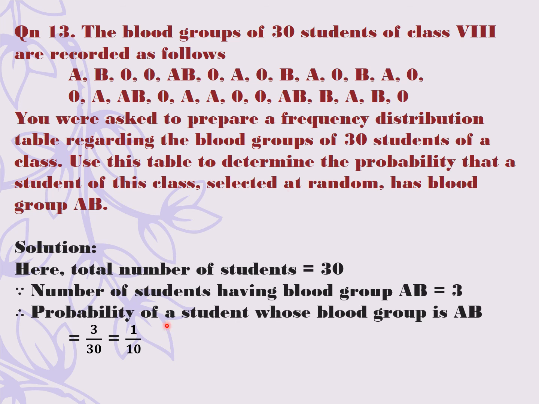So let us write down. The total number of students is 30, obviously it is given over here, and the number of students having blood group AB is 3. So students having blood group AB is the event, and the number of favorable outcomes of this event is 3. Therefore, the probability of a student whose blood group is AB is 3 by the total number of students, that is 30. So 3 by 30 is equal to 1 by 10. So hence completed.